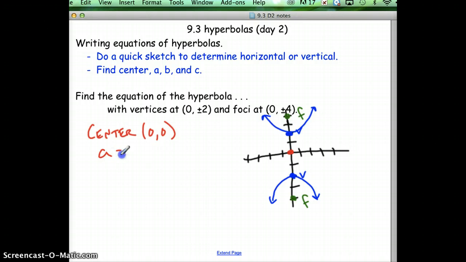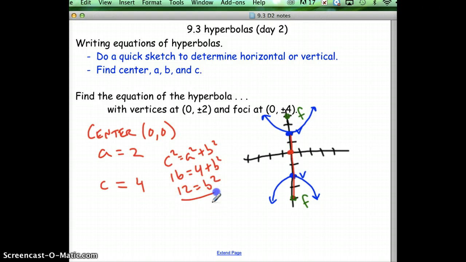Based on that, I know that my center is at (0, 0). And I can tell what A is because A goes from the center to the vertex. Center to the vertex is 2. And I know what C is because the center to the focus is 4. So now I need to figure out what B is, actually B squared. My formula is C squared equals A squared plus B squared. So in this case, 16 equals 4 plus B squared. Subtract the 4, and B squared equals 12. And that's what I need in my formula.